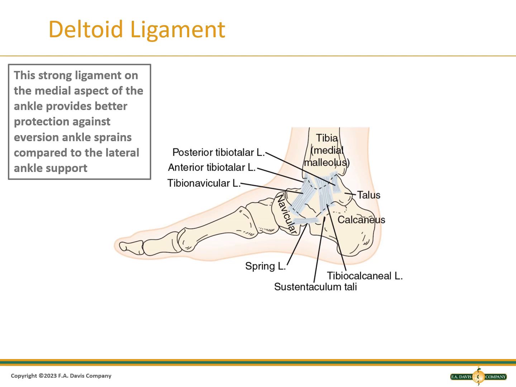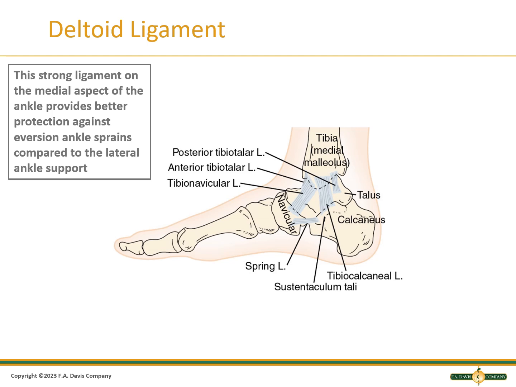On the medial side, they will be named for the tibia first and then the bone in the foot. On the lateral side, they will be named for the bone in the foot first and then the fibula. And so that's something to pay attention to when you're looking at naming and identifying ligaments.